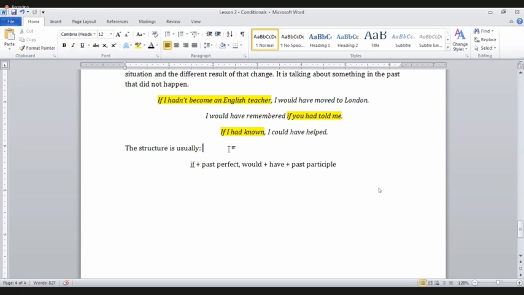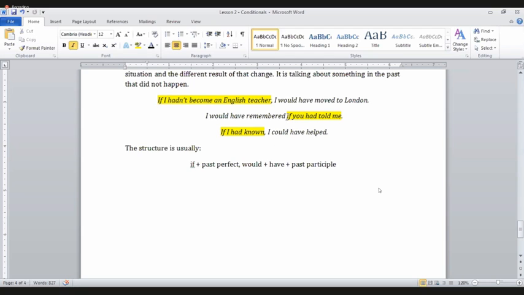Now tell me the sentence structure. So we have the if clause, and then we have if, then the subject I, then hadn't become. So here we have the past perfect tense, had not, this is the negative form. Hadn't become is the past perfect tense. Okay, so that is the if clause.